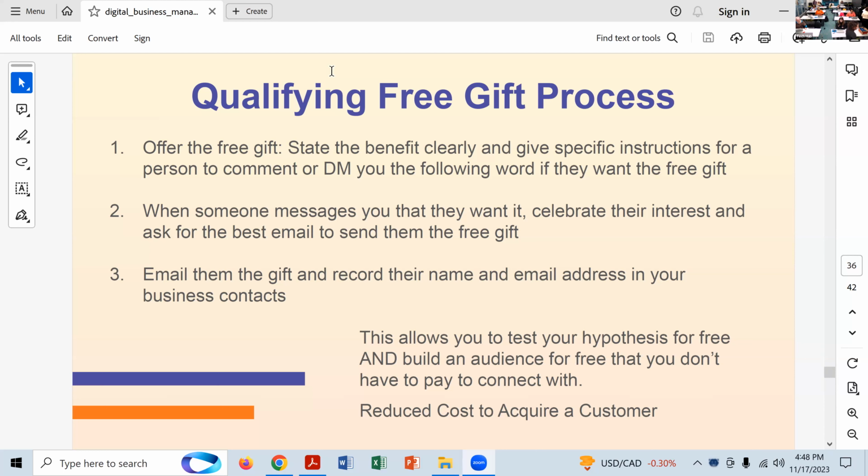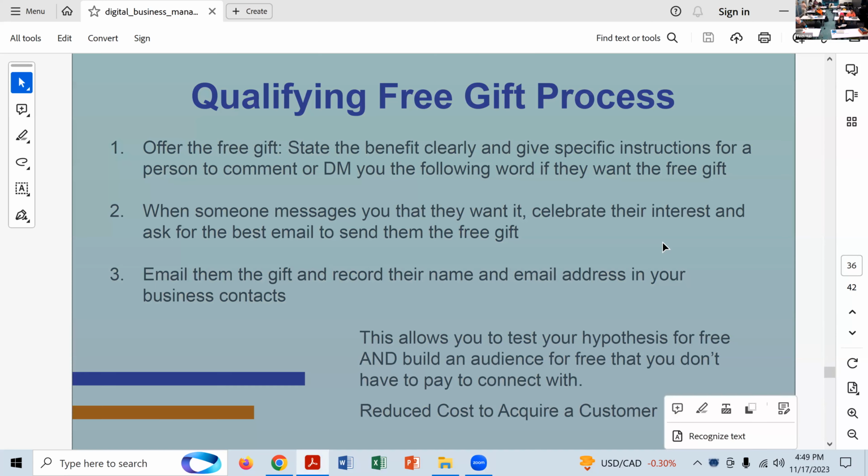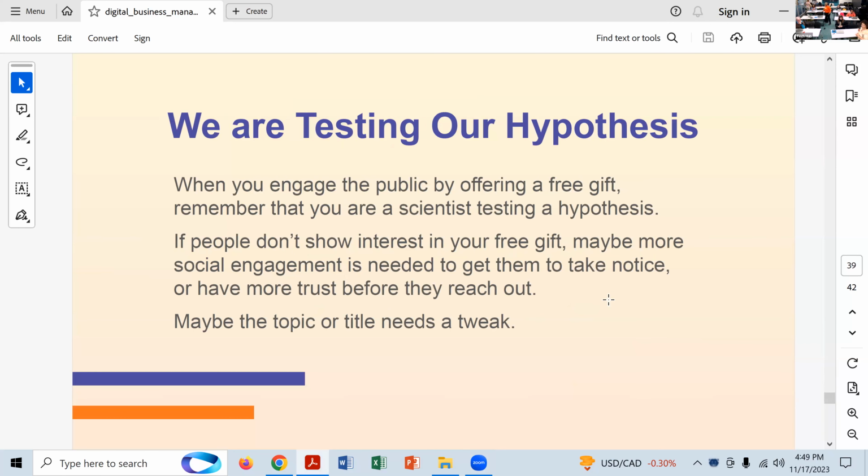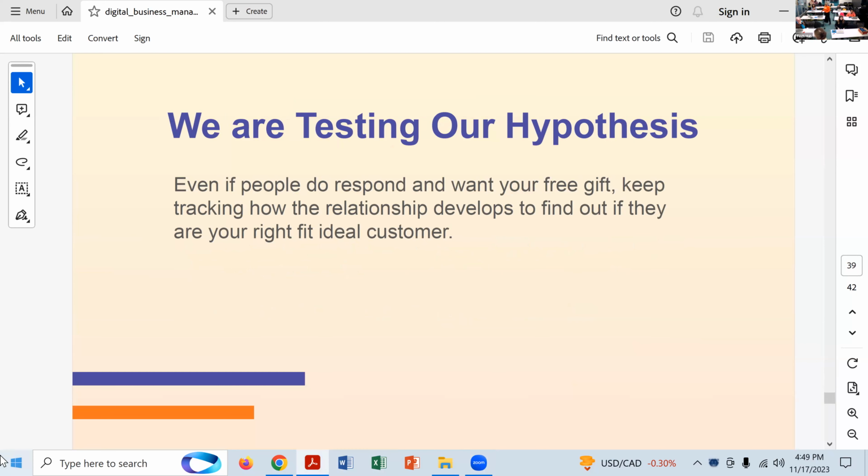Okay, they're kicking us out. I will finish that thought in our next two classes, because the library is kicking us out. But anyway, that's your free gift process. So work on what you think is a good free gift for you. And remember that we're testing our hypothesis.